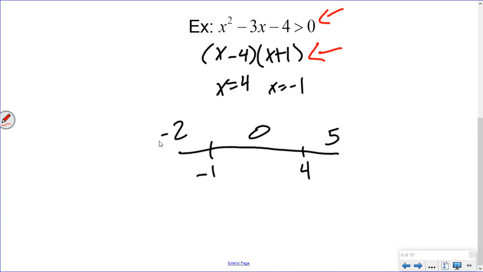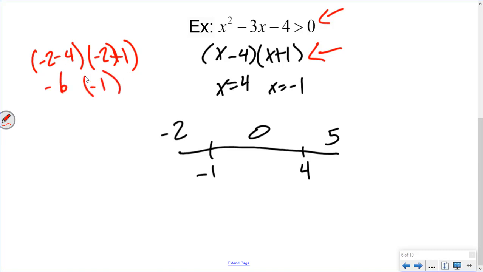So if I take this negative 2 and I plug it back into the factored form, I get negative 2 minus 4 and negative 2 plus 1. Right, so if I go through my order of operations here, negative 2 minus 4 is negative 6, and negative 2 plus 1 is negative 1. So negative 6 times negative 1 is positive 6. Right, so over here, to the left of my negative 1, where I got this negative 2 from, I get positive numbers.